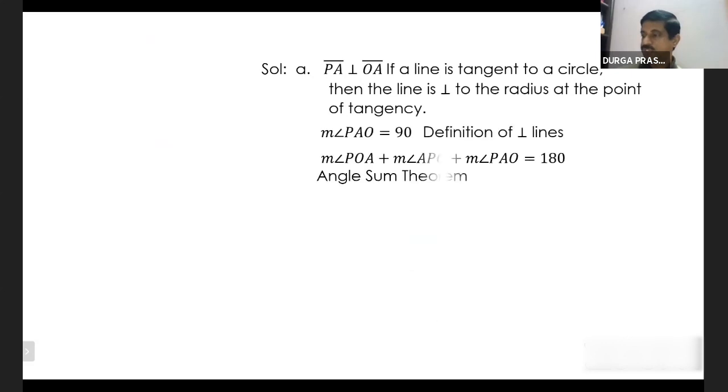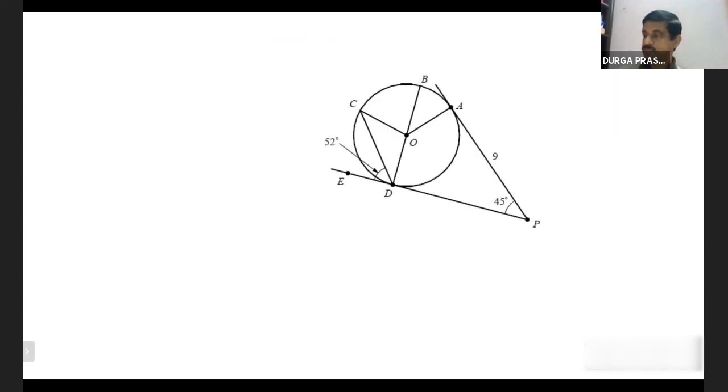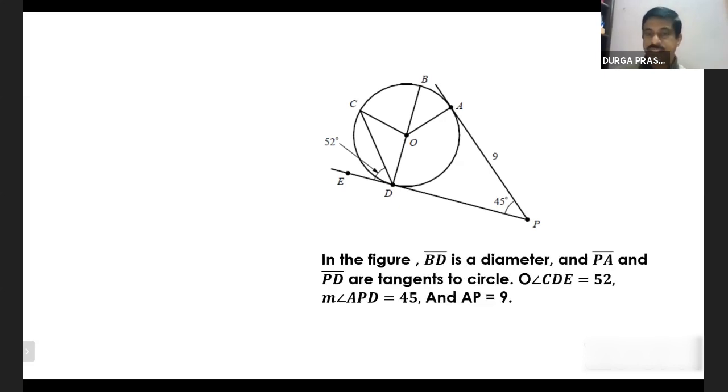Let us go to this question. In the figure, BD is a diameter, yes. And PA and PD are tangents to a circle. Angle CDE, where is CDE? This is CDE. CDE is 52 degrees. Angle APD is 45. And AP equals 9.